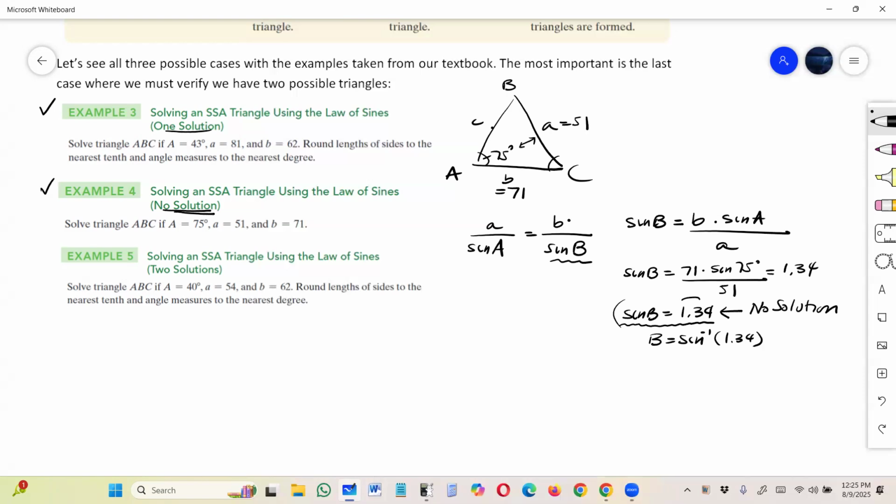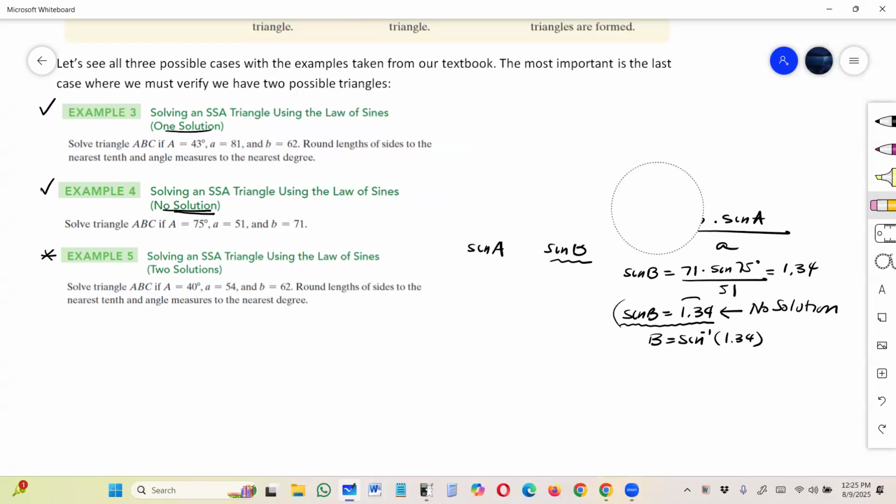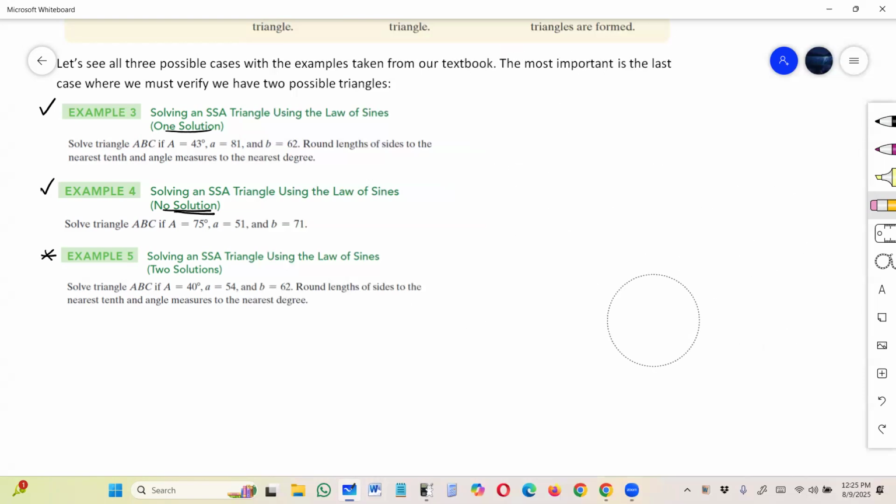Now, the next case is probably the most important one, and it takes a little bit longer to do because you have to consider two cases. So I'm going to erase this again, and we're going to do the last case. I'm going to draw the triangle again. And I'm going to call this A, I'm going to call this B, and I'm going to call this C.